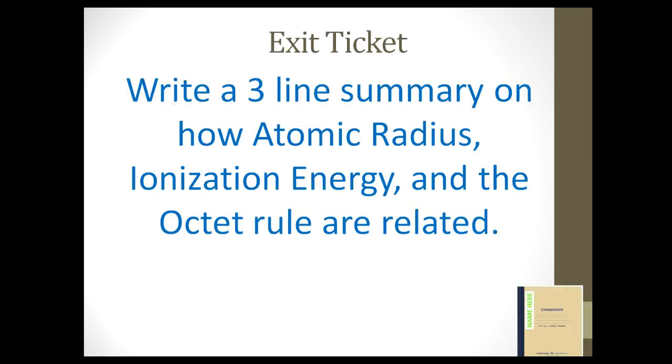Alright, that's all, guys. Summarize your idea about how atomic radius and ionization energy relate to the octet rule, and you're good for Unit 4. You've learned all I want you to about the periodic table.